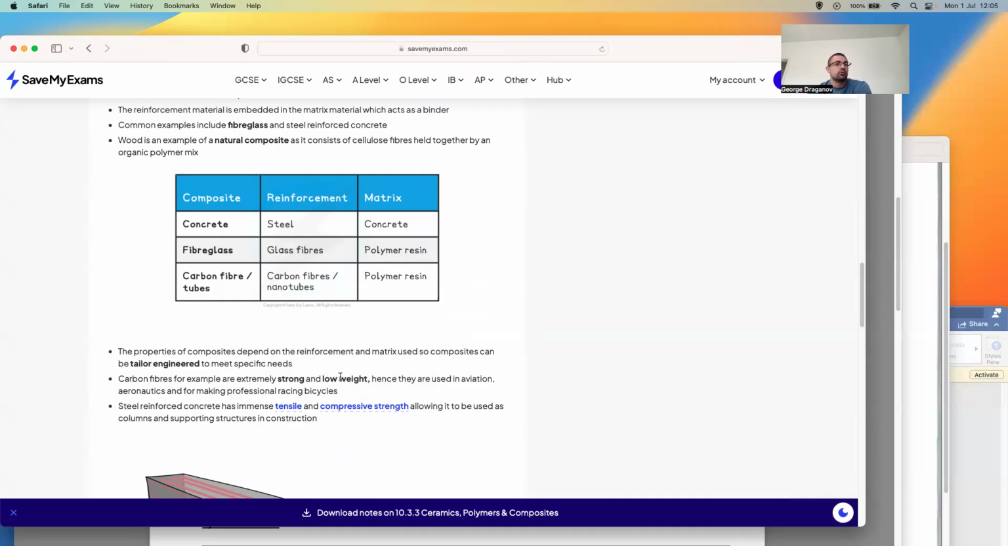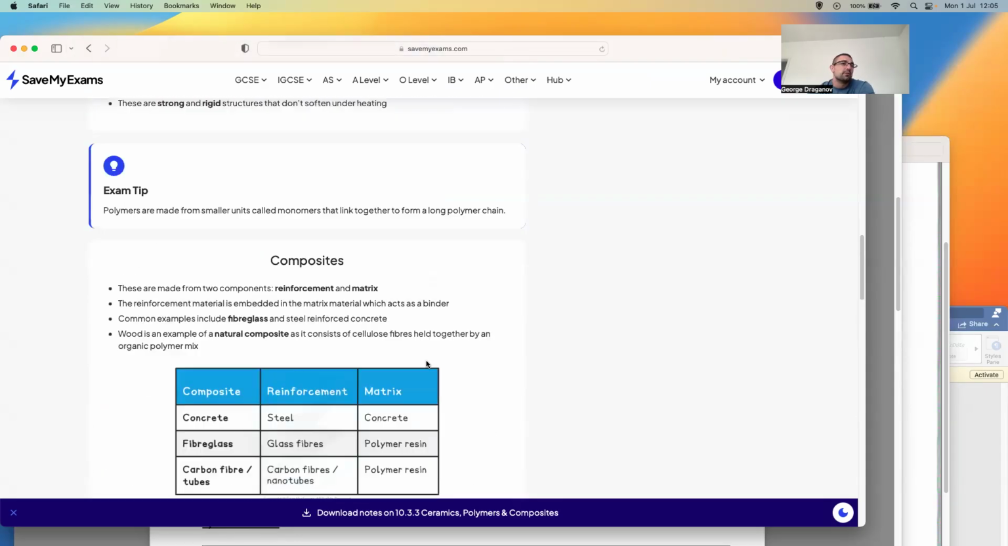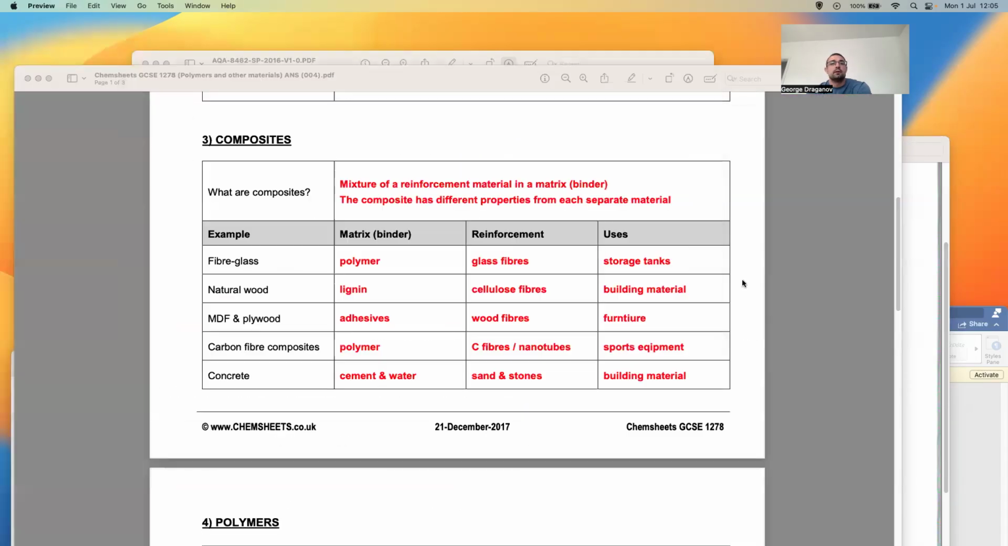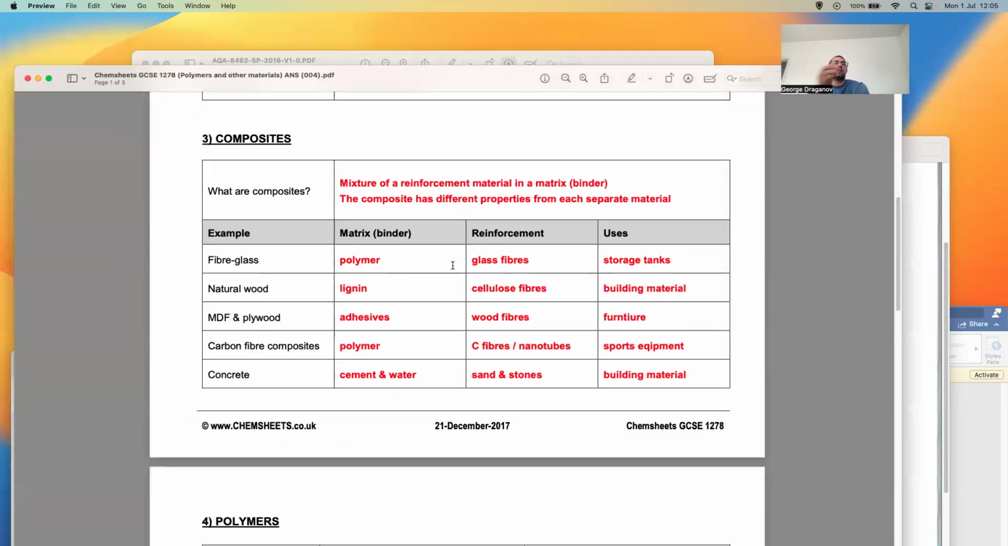Carbon fibers are extremely strong and low weight, so they can be used in essentially spaceships and bicycles and planes. Okay, so literally it's a very small section. Just learn these key parts. It is in these notes as well. Here you have many examples. Okay, you just need to know maybe about 3. It doesn't specify which ones you need to know.